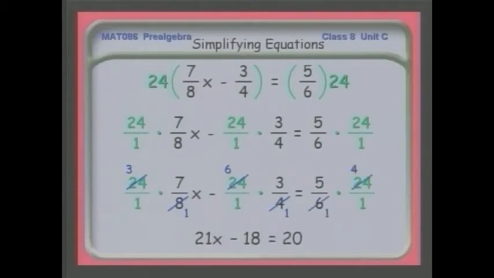Now let's operate on the right. I see I have a factor of 6 in that denominator, 24 in the numerator. Dividing both of those by 6 gives me 1 in that denominator and 4 in the numerator. Then I have 5 over 1 times 4 over 1. 5 times 4 is 20.